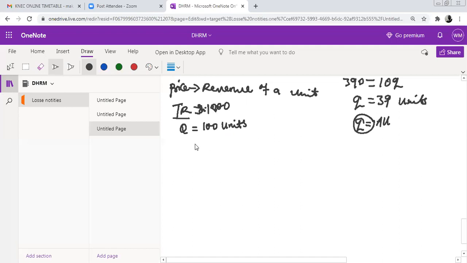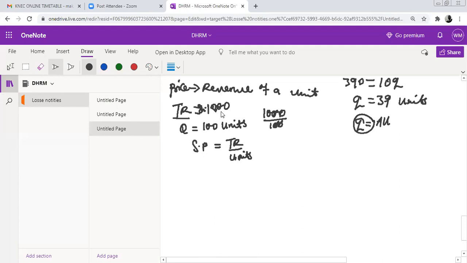10 shillings. Yes, you are correct. The selling price is given by the total revenue divided by the units, not minus. The total revenue divided by the units. In this case, it is going to be given by 1,000 shillings divided by 100 units. Sindio? That's where we are getting 10 from. So the price of one item is 10 bob. 10 times 100 will give us what? 1,000. Is it okay? Yeah. That one was an illustration.